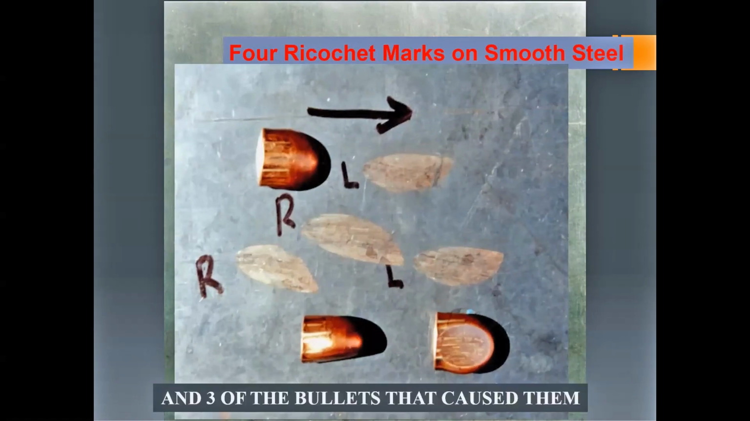And some of the bullets that caused them were recovered. And you can see they're flattened out. Right? See the bullet with the left twist right here? The lines are leaning slightly to the left. Right?